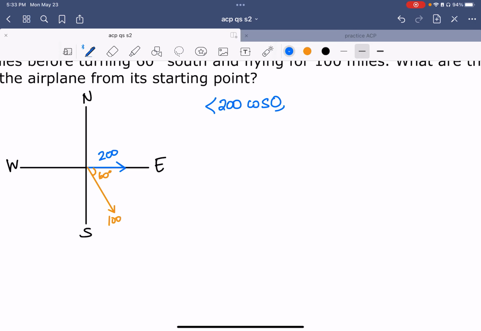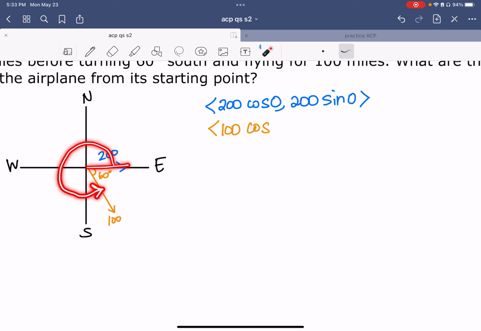So the angle is 0, comma 200 sine 0. Then for the orange, it's going to be 100, the magnitude cosine. Now you could do the angle of direction going all the way around. So you see that it's 360 minus 60. So it would be a positive 300 degrees.